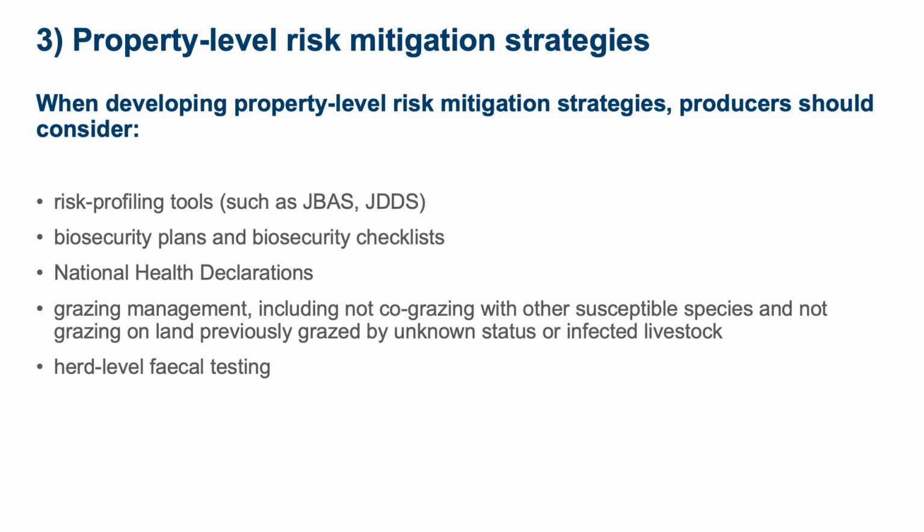Herd level fecal testing. Again, testing for JD is an important strategy that producers should also consider on their own property. Because livestock may be shedding the disease intermittently, meaning they could test negative but still be infecting other animals on the property, regular and repeated herd level fecal testing is important to detect the disease early before it spreads within the property. The use of vaccination, which I'll go into further in just a moment, and calf rearing programs as relevant to the property or enterprise.